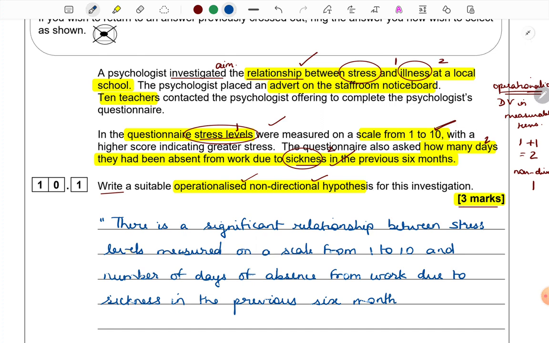So one thing is I take my wording from the question itself. Next, just to show you about the marking again, since I have used the word significant relationship and not positive or negative correlation, I will be given 1 mark. Since I've written the operational definition of the first variable, I will get a 2nd mark. Since I've written the operational definition of the second variable, I will get a 3rd mark. That is how I will get my 3 marks on this answer.